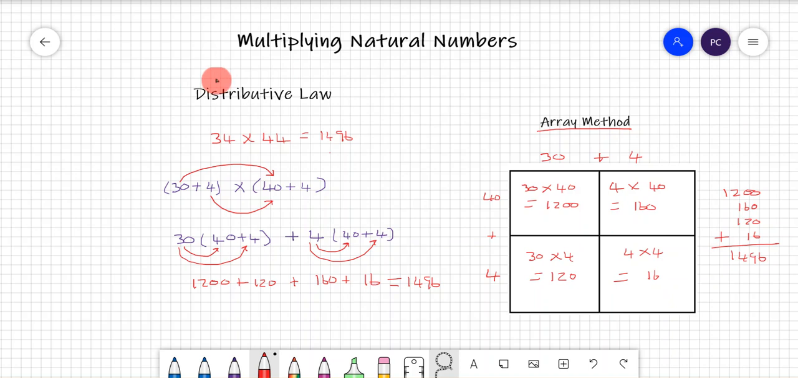So that is multiplying natural numbers using what's known as the distributive law. This is another way you can go about multiplying them by each other, and I've also shown you the method known as the array method. It's a way that we can take natural numbers and multiply them by each other.